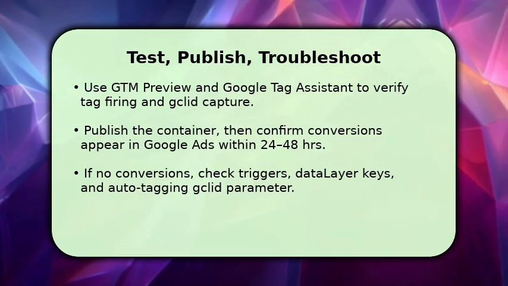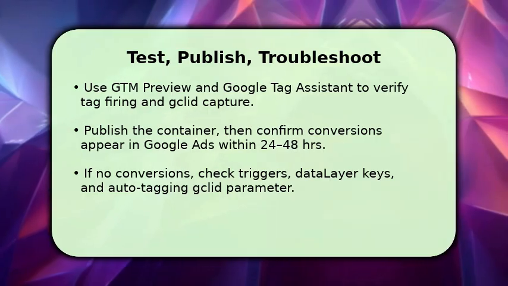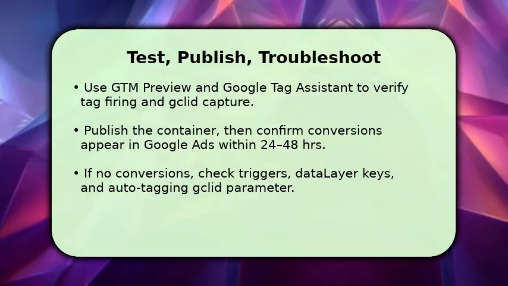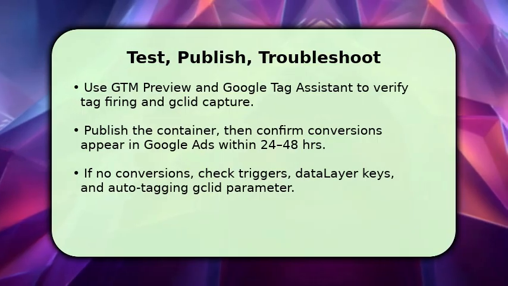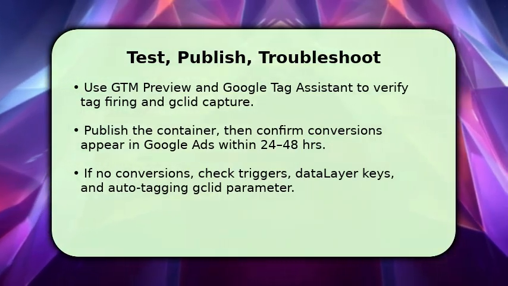If you see no conversions, troubleshoot. Make sure the trigger conditions match real user flows, verify data layer variable names and values, and confirm auto-tagging is intact, so gclid is not stripped by redirects or URL sanitizers.